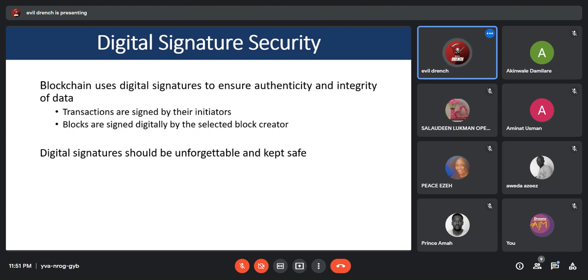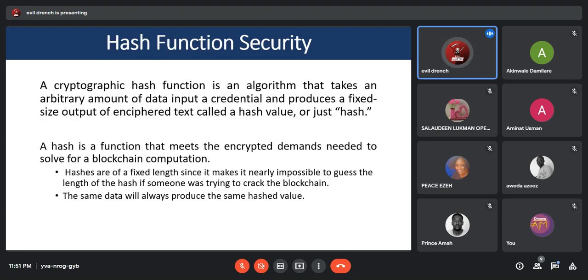So let's go to hash functions. A cryptographic hash function is an algorithm that takes an arbitrary amount of data input, a credential, and produces a fixed size output of ciphertext called a hash value or a hash.